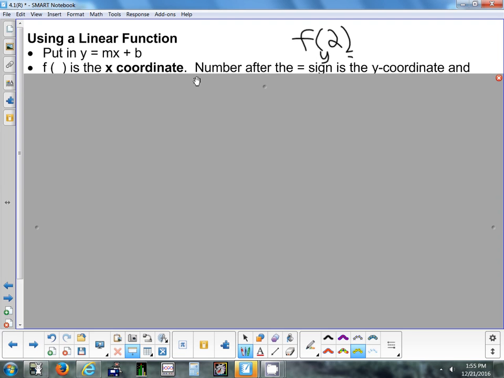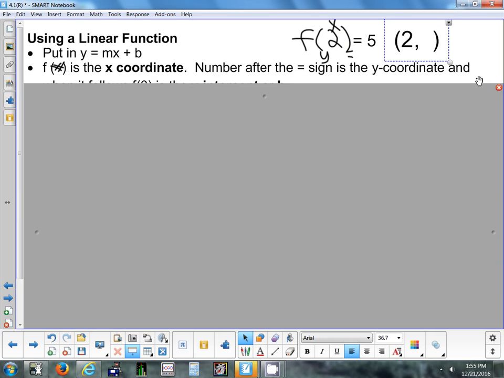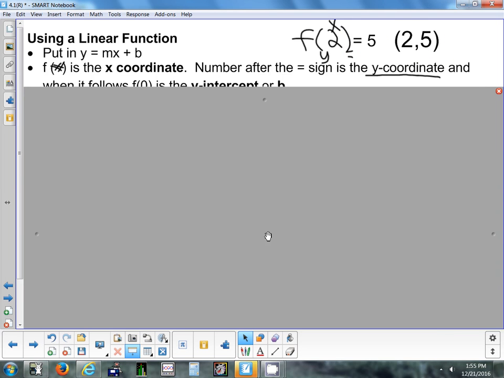So the number that's inside the parentheses, that's my x. That's going to be your x coordinate. Mr. Hager's adding more to the example up there. So the number that's inside the parentheses is always your x, always your x coordinate. All right? Now, the number after the equal sign is your y coordinate. We just said y equals. So whatever comes after the equal sign is going to be your y. It says f of 2 equals, whatever number comes after the equal sign is your y.